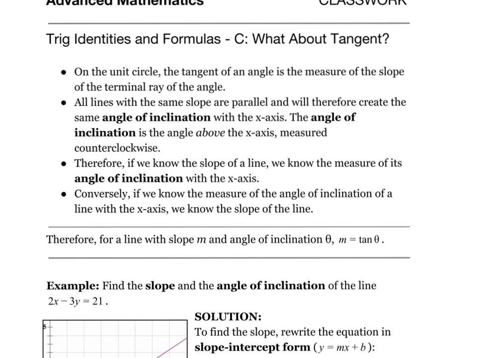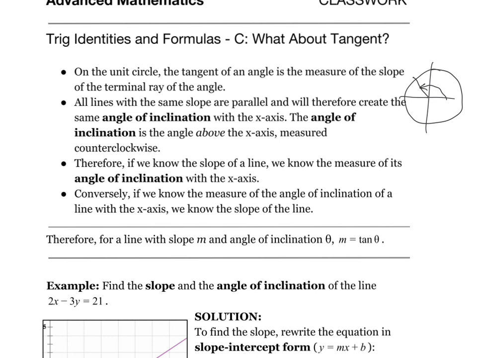So you remember on a unit circle that the tangent of an angle is the measure of the slope of the terminal ray of the angle. For example, if you drew a unit circle and had some ray, an angle measured counterclockwise from the positive x-axis, the tangent of that angle would be the slope of that ray.